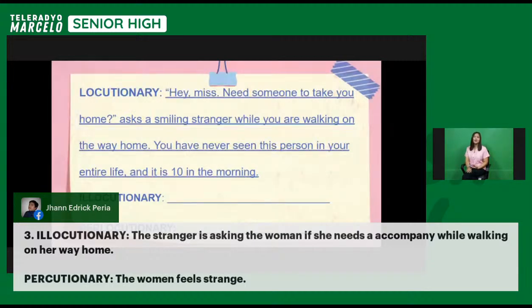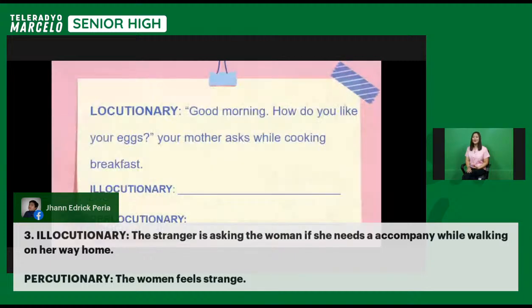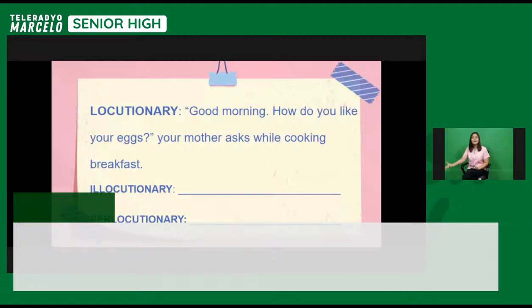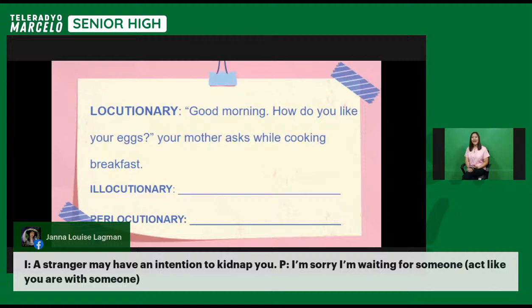For our fourth statement, the locutionary speech act is, "Good morning. How do you like your eggs?" your mother asks while cooking your breakfast. What should be the illocutionary and perlocutionary speech act in that given statement? Your mother is asking you how you would like your eggs to be cooked. Okay, keep your answers coming.